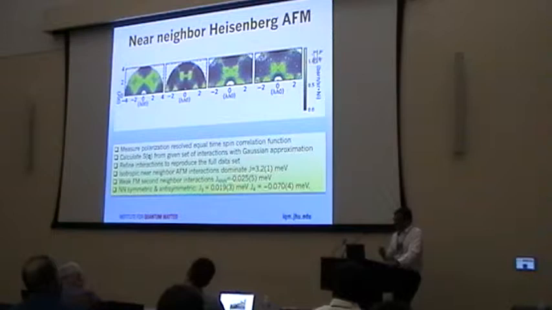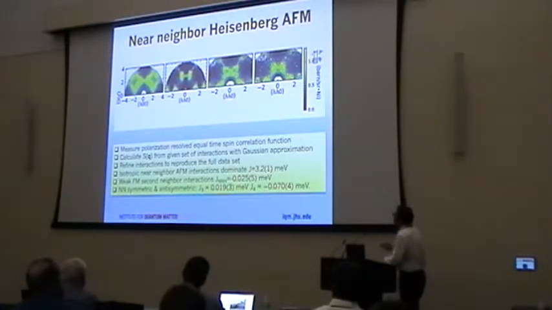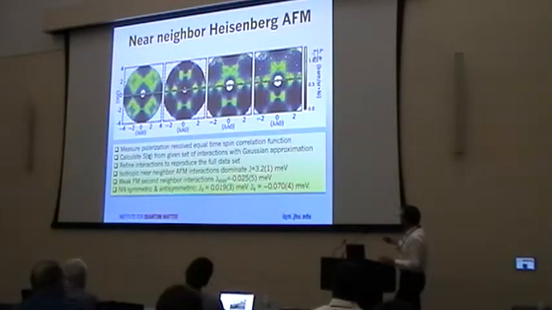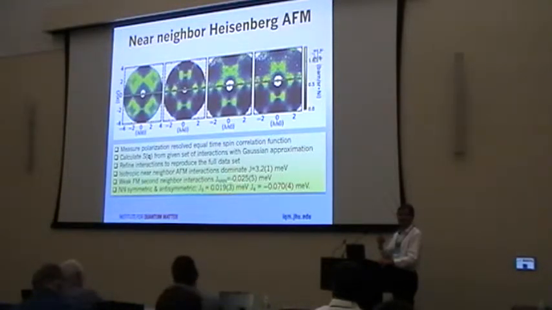So in the nickel compound, there's a very nice method that Kemp developed to actually extract the exchange constants together with Tesh-Chang-Mani. They were able to use a Gaussian approximation to calculate the equal time correlation function and then compare that to the measured data, adjusting the exchange constants, and learned that actually this is very much a Heisenberg near neighbor antiferromagnetic interaction with some further neighbor interactions and some anisotropy as well. But mostly strong near neighbor Heisenberg antiferromagnetic interactions.